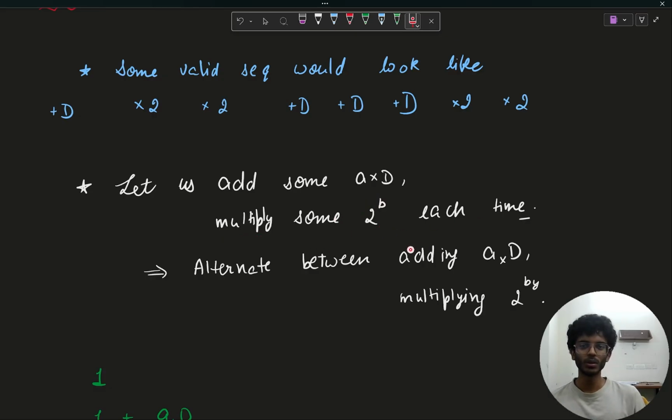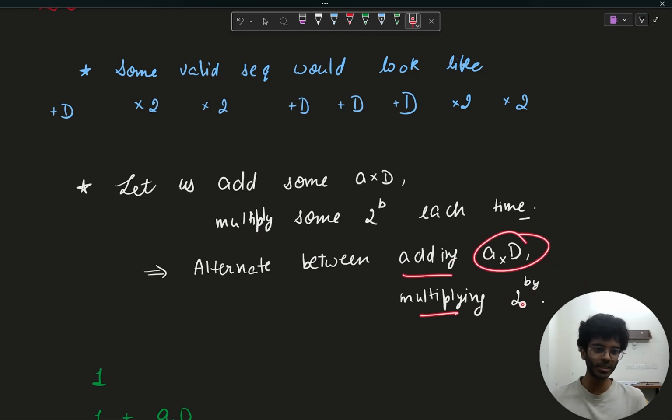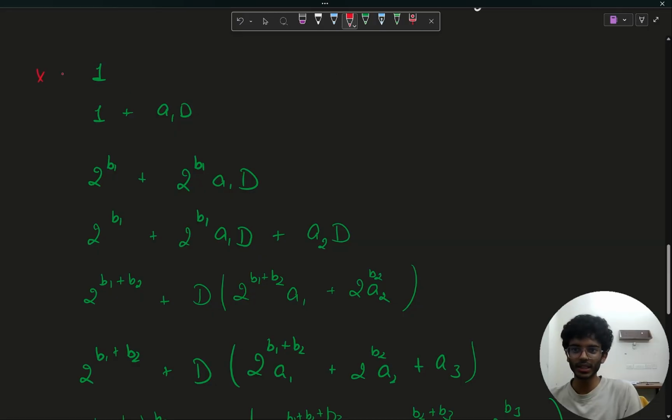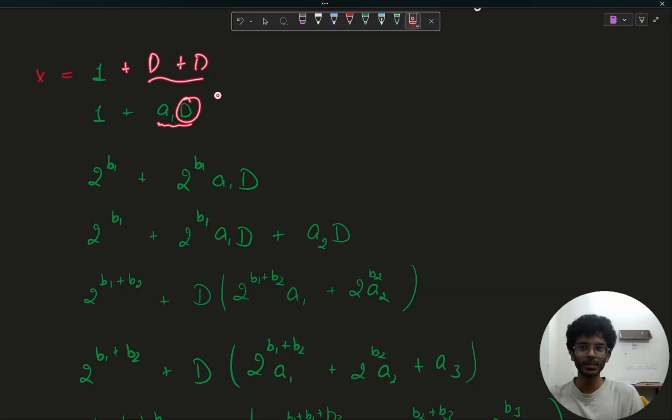Now we don't need to consider that we can either add d or multiply with 2. Now we'll always be alternating between adding some a times d or multiplying by 2 raised to the power b. Let us see it now. Let us say initially our x is equal to 1. We'll be adding d some a1 number of times. This a1 can be 0 to represent that we did not start with adding; we multiplied with b1 first.